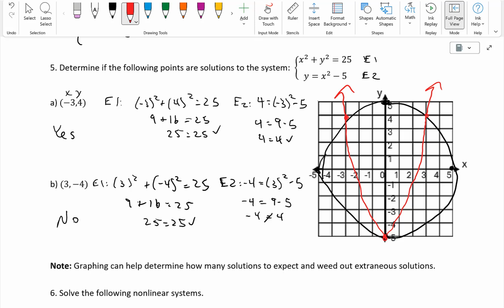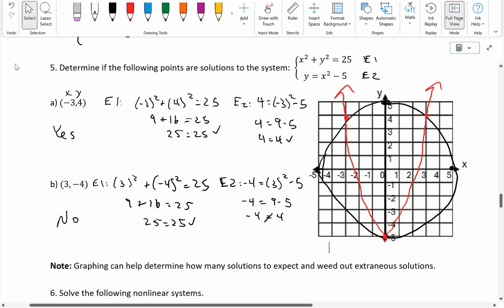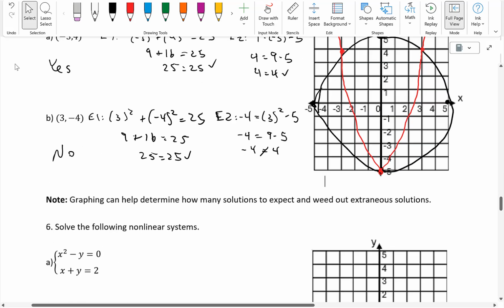Because of the symmetry for both of these, when we do find negative 3, 4 as a solution, we know 3, 4 is also going to be on both of these functions, so you can think about the even and odd and the y-axis symmetry here. But worst case, you just plug in and solve and check your answers at the end.